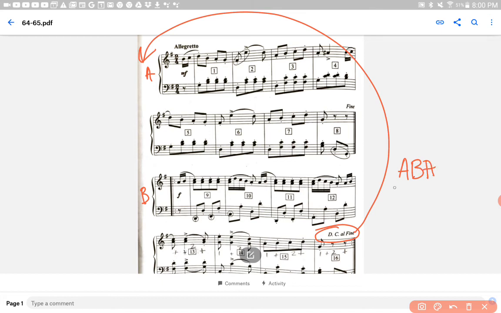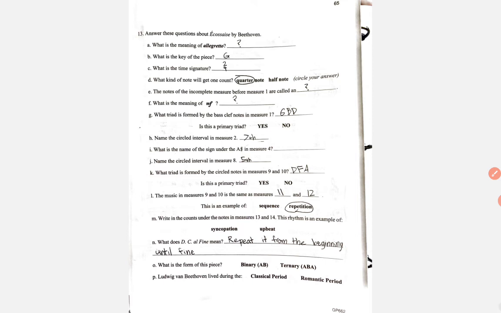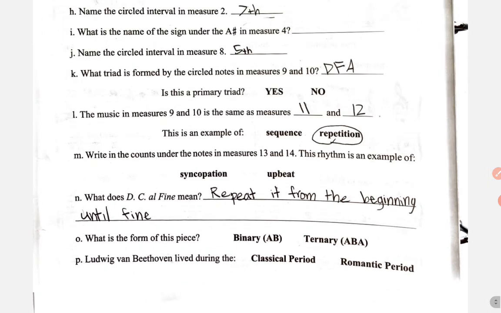So your form is made of 3 parts, not 2. That means it's ternary, not binary. Binary form is A, B. But because you have repetition of A, A, B, A, that's a ternary form, 3-part form. Okay, let's go back and see if there's anything else left that needs to be clarified.